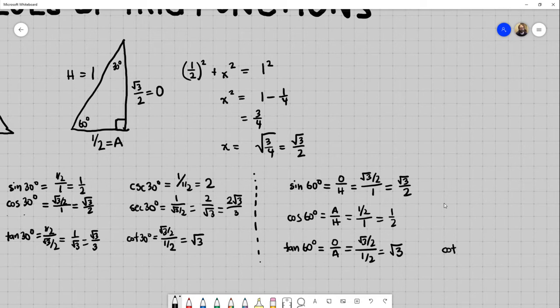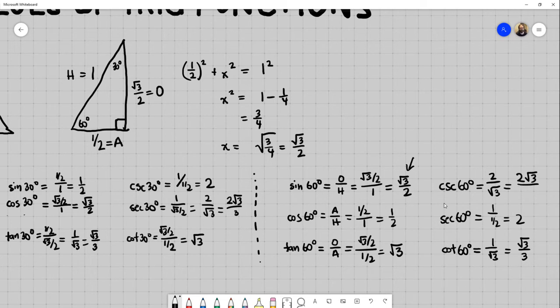Cotangent of 60 degrees, maybe here we can use our reciprocal identities. Cotangent of 60 degrees is the reciprocal of tangent, 1 over root 3, which when you rationalize the denominator gives you root 3 over 3. Secant of 60 degrees is the reciprocal of cosine, 1 over 1/2, which is 2. And then cosecant of 60 degrees is the reciprocal of sine. So the flip of the sine is 2 over root 3. And when you rationalize the denominator there, you get 2 root 3 over 3.